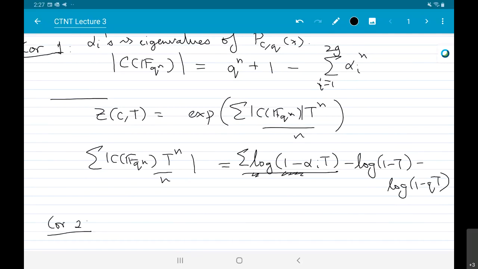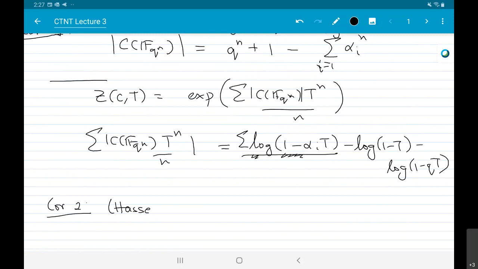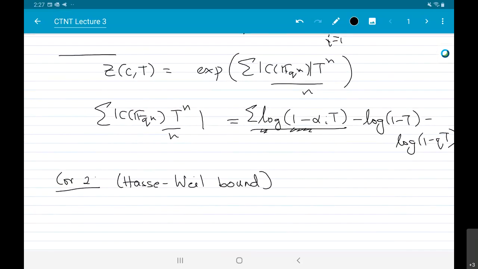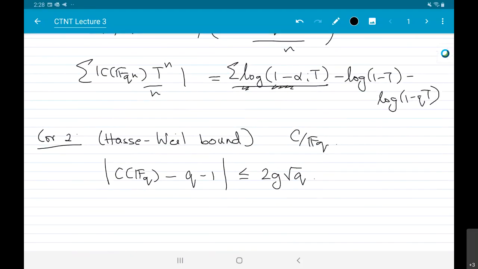The second corollary, which is a corollary of the Riemann hypothesis and of corollary 1, is called the Hasse-Weil bound. If you recall, we talked about this for elliptic curves. This is a version for a general genus g curve. It says that if you look at the number of F_q points of C, you can also do q^n, since C is over F_q, minus q minus 1, this is less than or equal to 2g times the square root of q. Remember, for elliptic curves, we said that the a_q's, which is this quantity for elliptic curves, were less than or equal to 2 square root of q. This is a higher genus version of the Hasse bound.